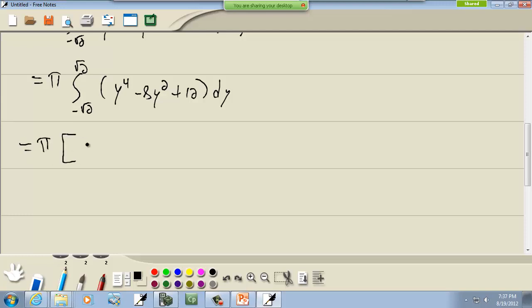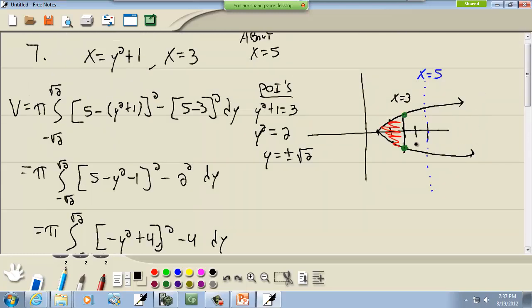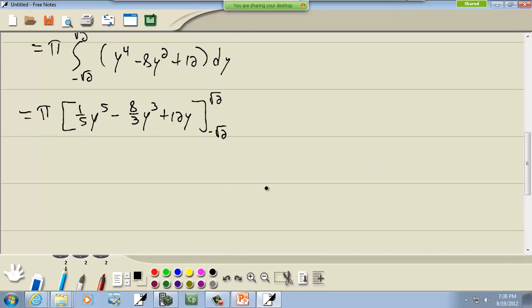Okay, add 1 to our power, divide by our new power. So we got 1/5 y to the 5th minus 8 thirds y to the 3rd plus 12y from negative square root of 2 to square root of 2. Now, you can look at this and you can see we have some kind of symmetry going on here. So instead of going from negative square root of 2 to positive square root of 2, I could go from 0 to square root of 2. And I'm going to do that on this one, save myself a little bit of work. Which means I would need to double my final volume. So I'll put a 2 out in front.